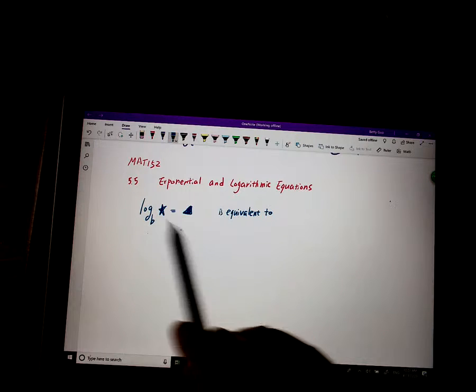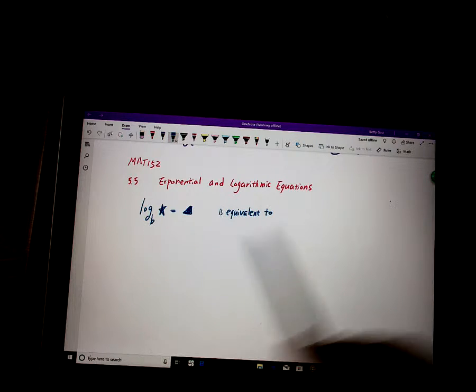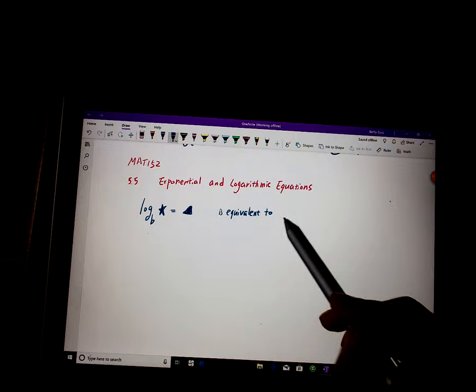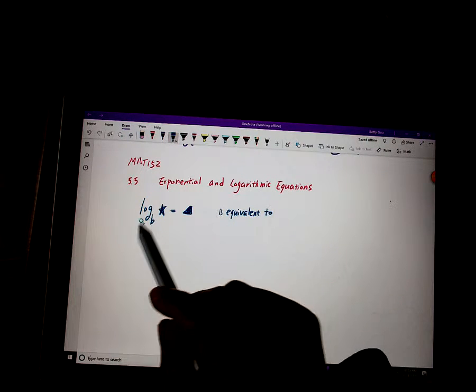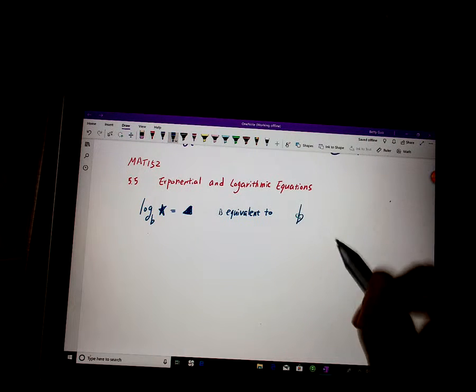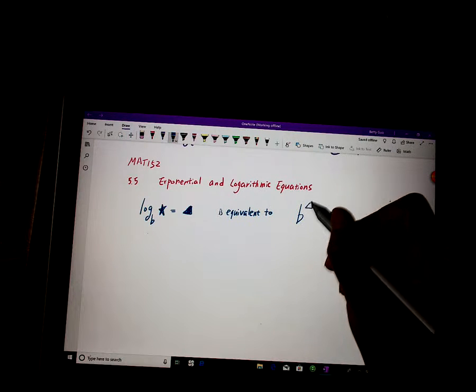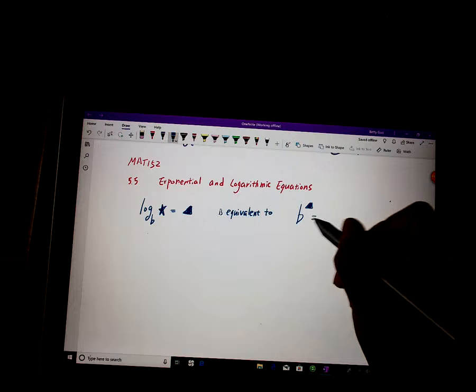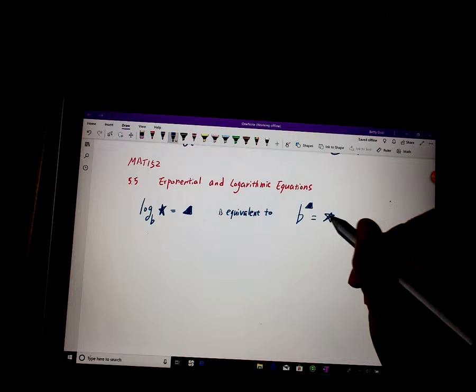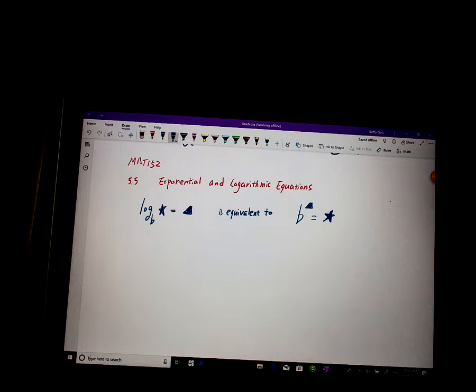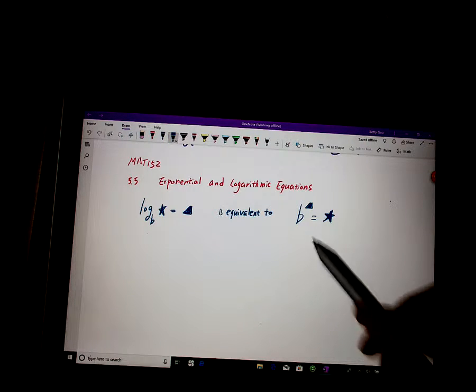And how do we convert the equation from logarithmic form to its equivalent exponential form? We take the base b, raise the base to the power of triangle, which is the log. That equals the anti-logarithm. I use this trick: we pretend that B is a person. The person's name could be Bobby or Beth, anybody. B is a person.